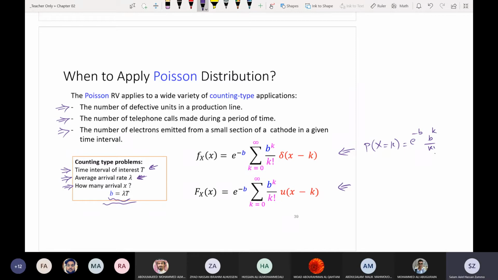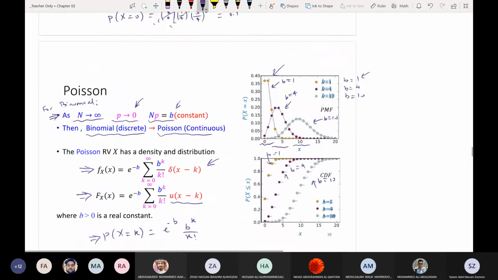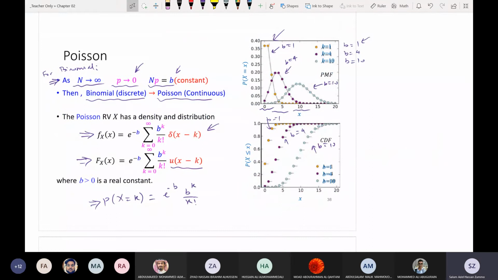The previous slide has n goes to infinity and the probability goes to 0. Mathematically, how is this Poisson related to the binomial? Simply, Poisson is the limiting behavior of the binomial, when n goes to infinity and at the same time p goes to 0, with the product np being constant.